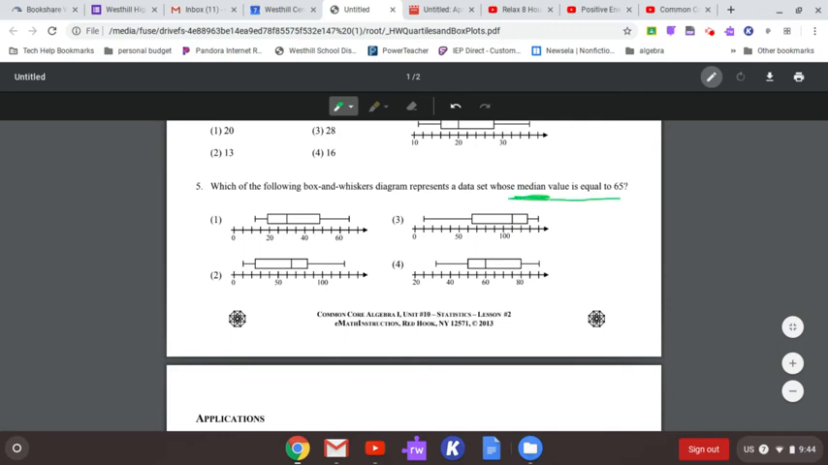Number 5 is looking at median. I want to know which median is 65. Remember, median is the middle, and it's also our Q2. So if we look through these different plots, which one has a median of 65 right in the middle? Make sure you look at what these different graphs are counting by. Number 1 here is by 5s. Number 3 is by 10s. Number 2 is also by 10s. And number 4 is by 5s. So make sure we know what we're counting by and look for the median of 65.